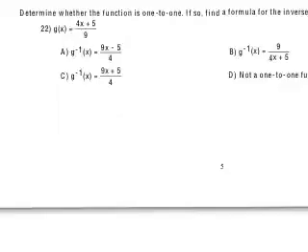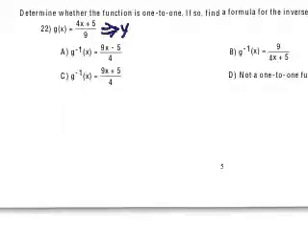Number 22 says determine whether the function is 1-to-1. If so, find a formula for the inverse. And you could graph this formula, but what helps is to recognize that it's a line. You notice that it's not x squared. The x is not in the numerator. It's not radical x. And you could think of this as g of x. We just call it y for now.